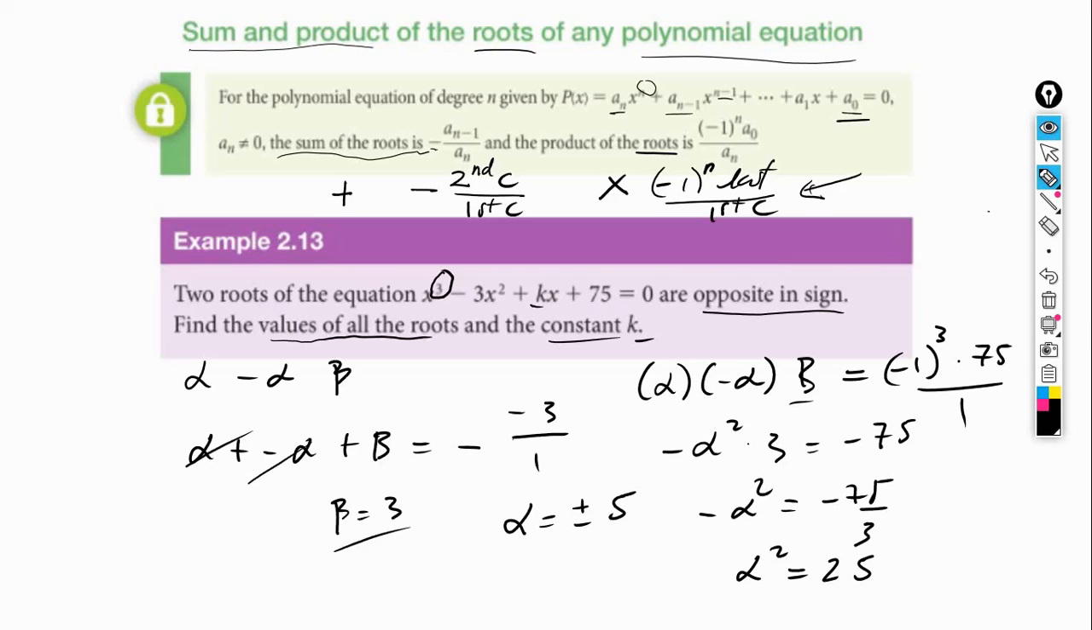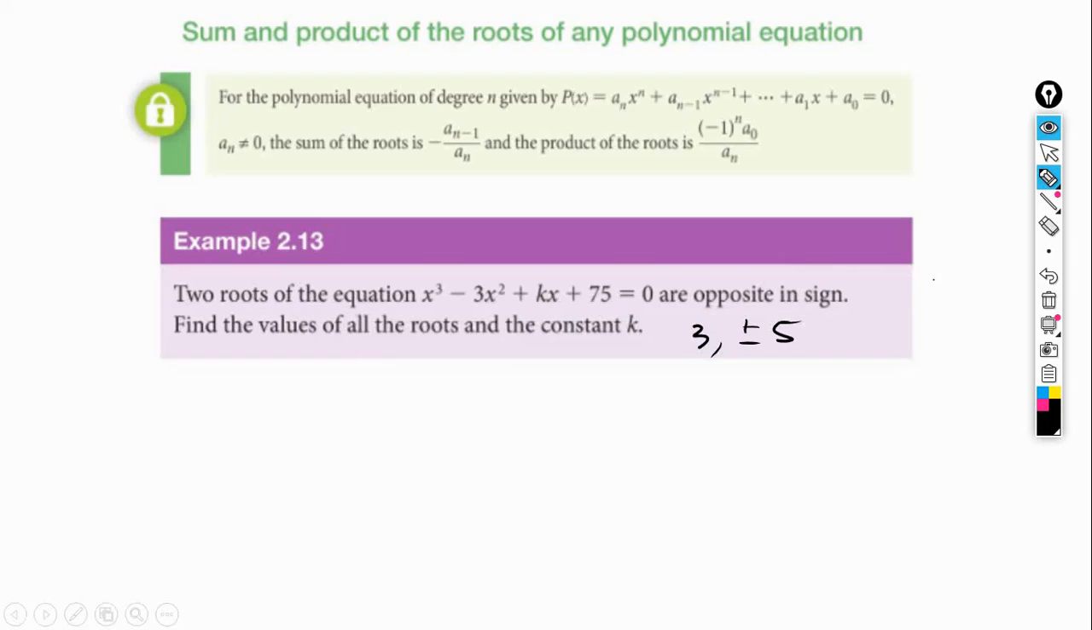So the roots are going to be, let's put them in order, negative 5, 3, and 5. Those would be the three roots. But they also want us to find the value of the constant k. So that's what we're going to do next.